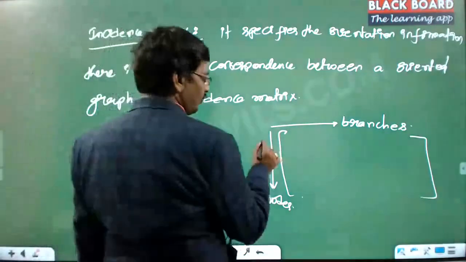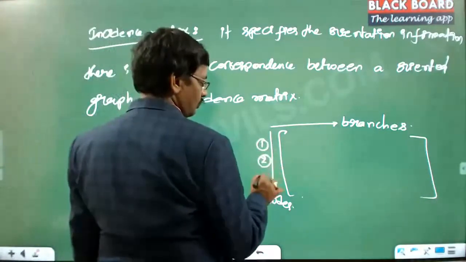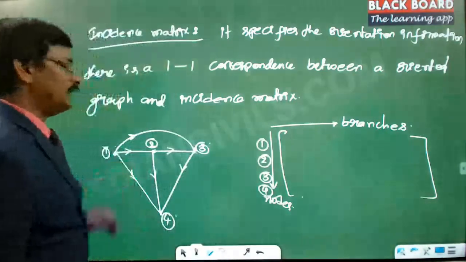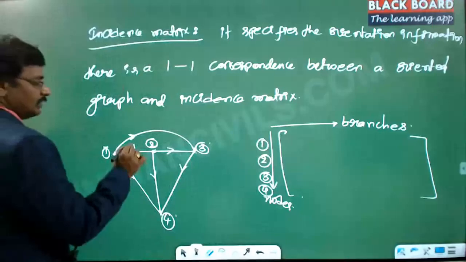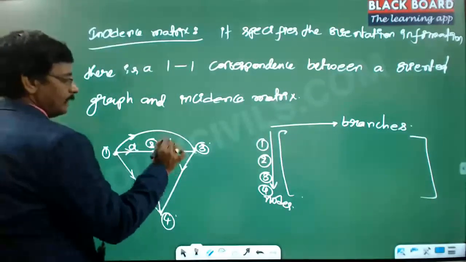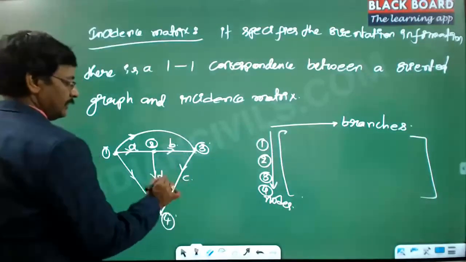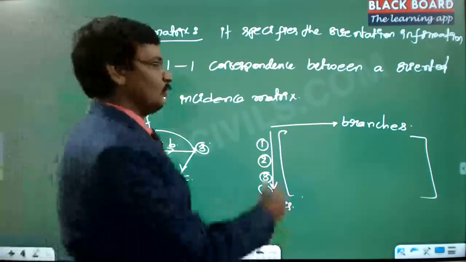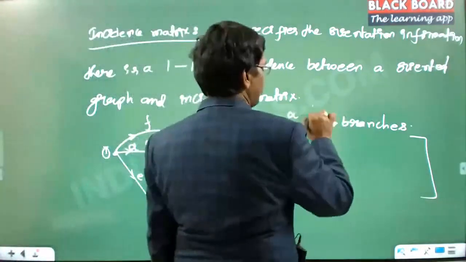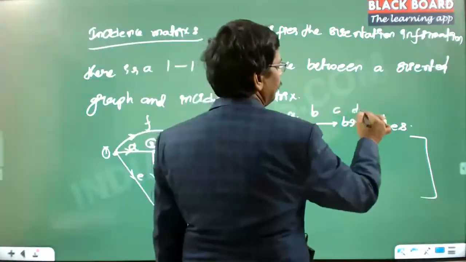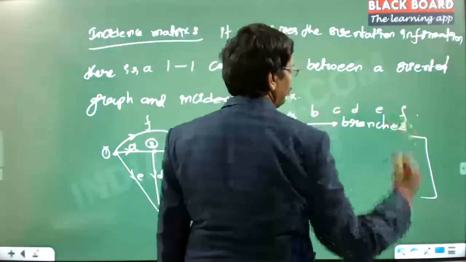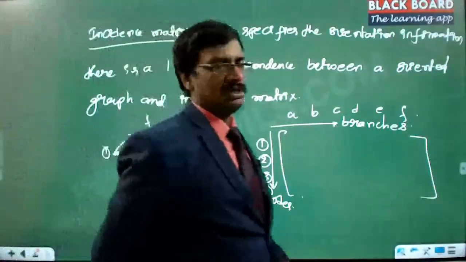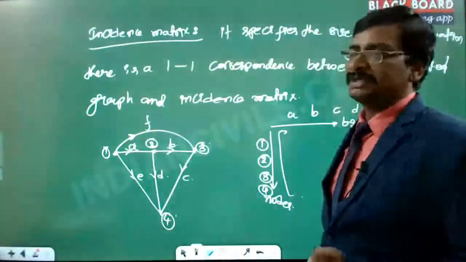So this is node number 1, node number 2, node number 3, and node number 4. And we can give names for these particular branches. So this is A, B, C, D, E, F. Now these branches we will put horizontally. So this is A, B, C, D, E, F.